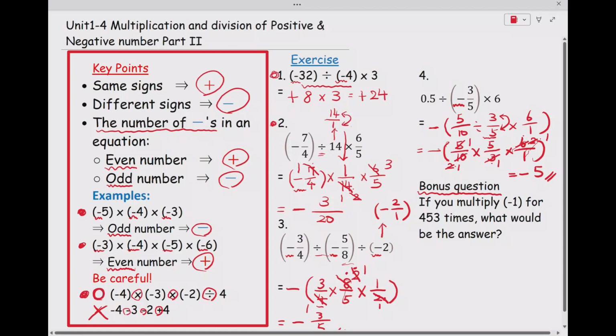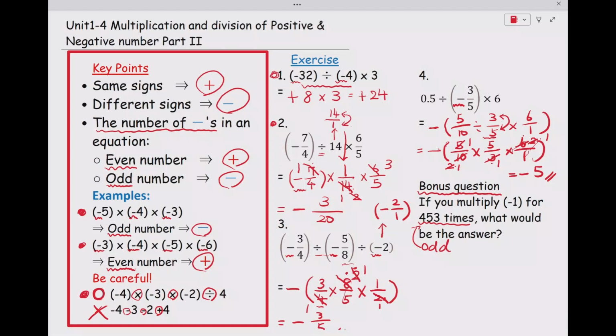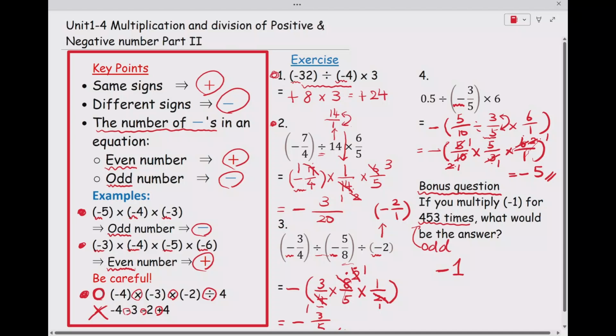Let's do this bonus question. If you multiply -1 for 453 times, what would be the answer? You got it. If you multiply minus for odd number times, the sign would be minus. 453 is an odd number, so the sign of the answer would be minus. And 1 is still 1, no matter how many ones you multiply it by, so the answer is -1.